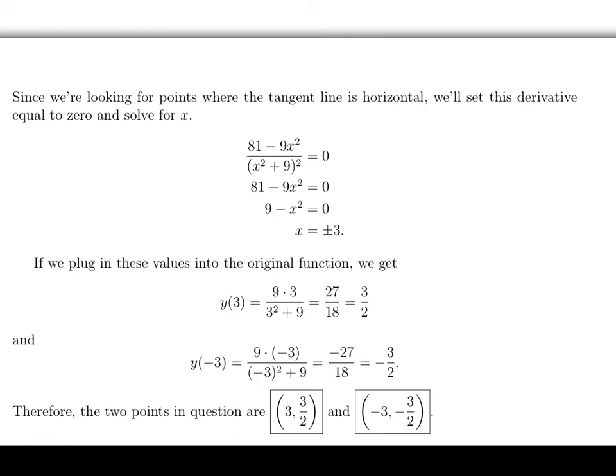I think the 2 points in question are 3, 3 halves and negative 3, negative 3 halves. And you see, according to our calculations, those 2 points really are symmetric about the origin. So our picture and everything that we thought about it did make sense in the context of our calculations.